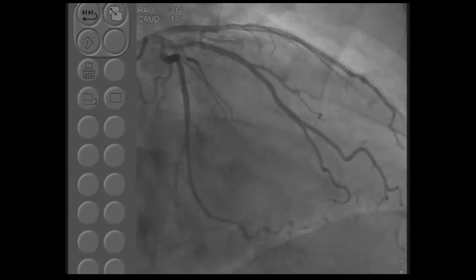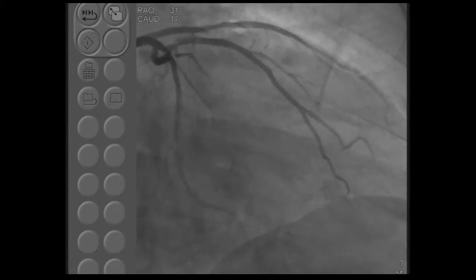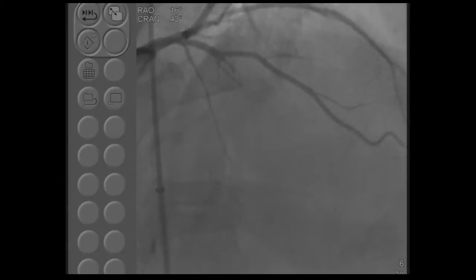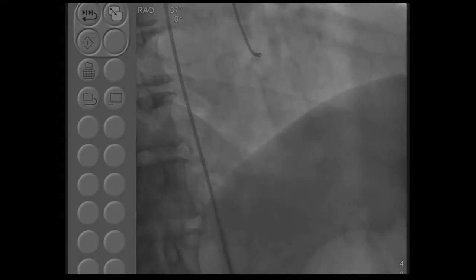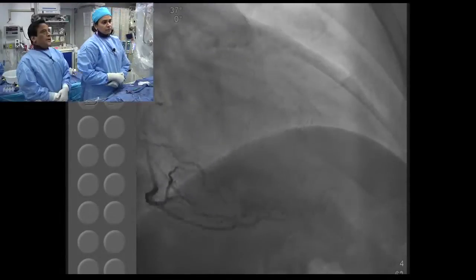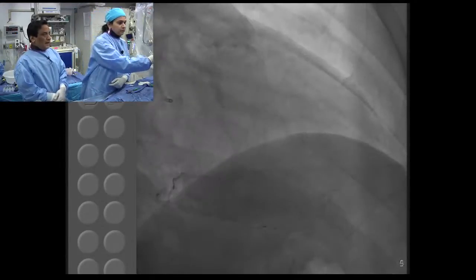Anu, two quick questions here. You virtually ruled out a retrograde approach here? I would not say virtually. If we are unsuccessful antegrade, we can still probably try that. There's one septal which is coming off here. But in my opinion, why not retrograde, if necessary, through the diagonal? It's an epicardial collateral, but it's a large vessel.